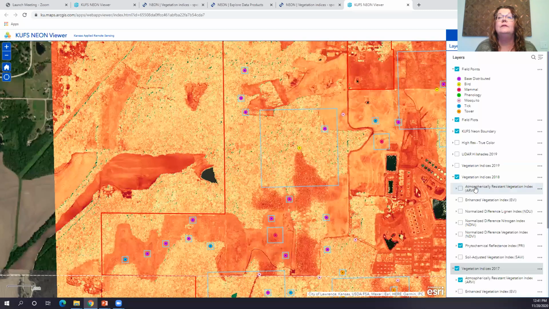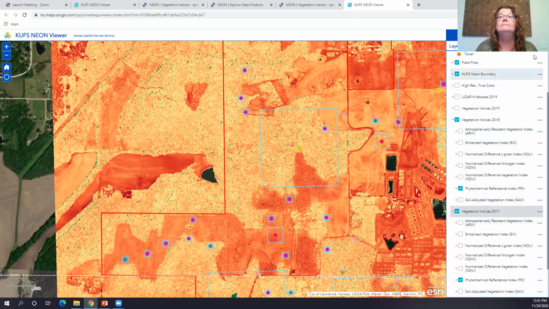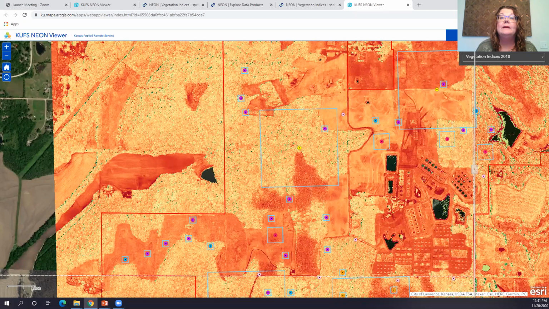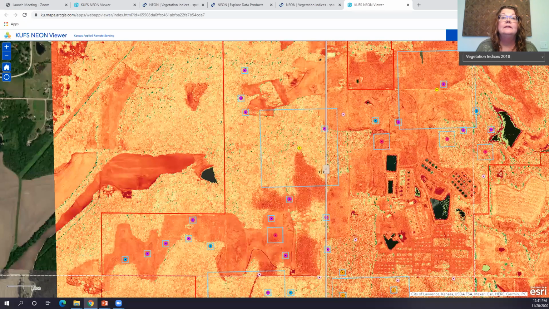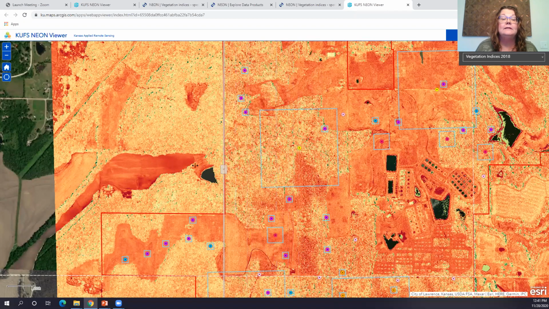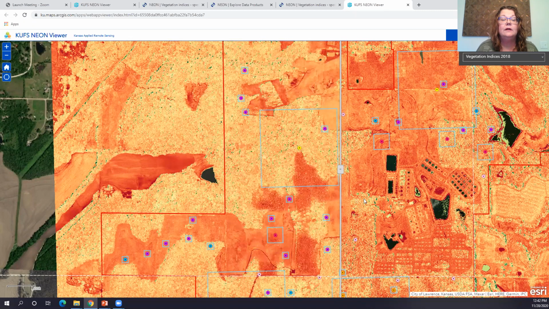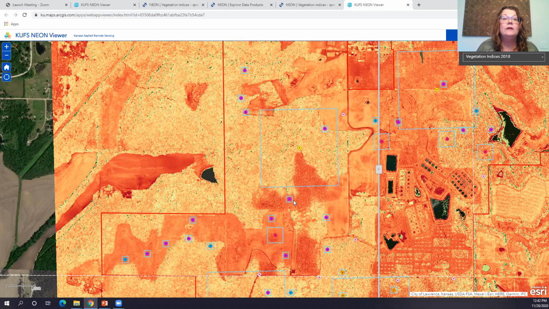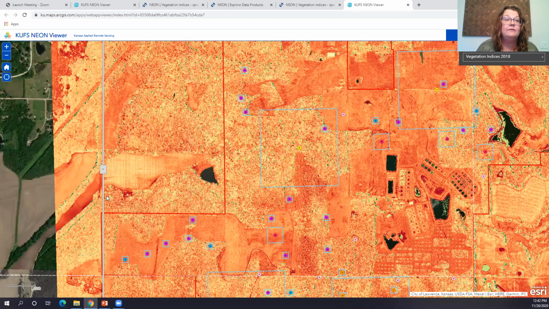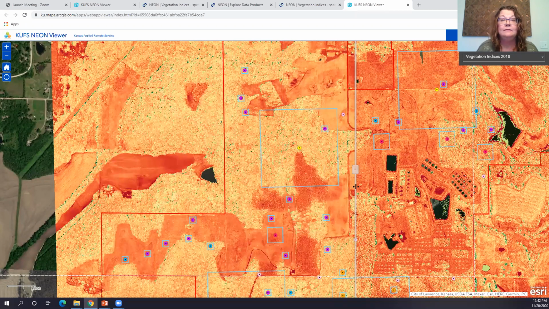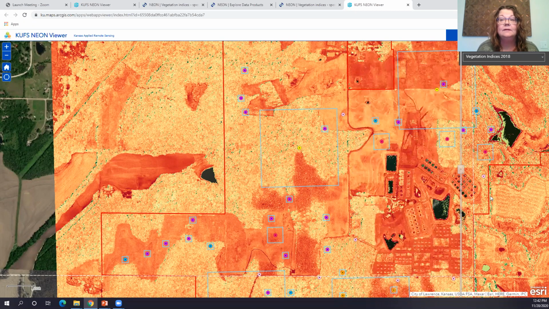I think I need to turn another one off there. So by sliding back and forth, we can see that there are some changes. And one of the things I need to look up is when the dates of acquisition were for these. They're always acquired during peak productivity. So we want the leaf-on conditions, obviously, to measure some of these properties. But that timing could occur, I believe, anywhere from May through July, depending on weather conditions.